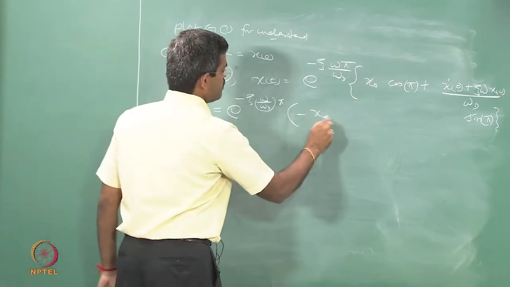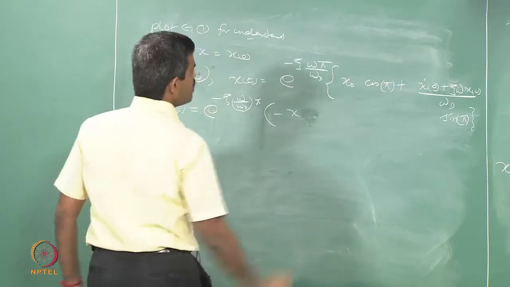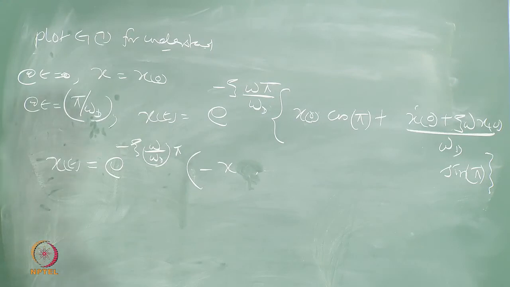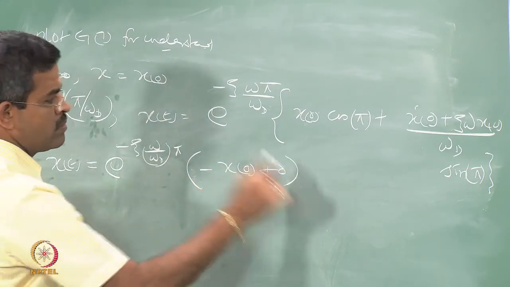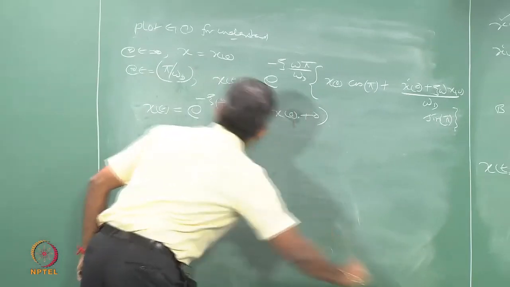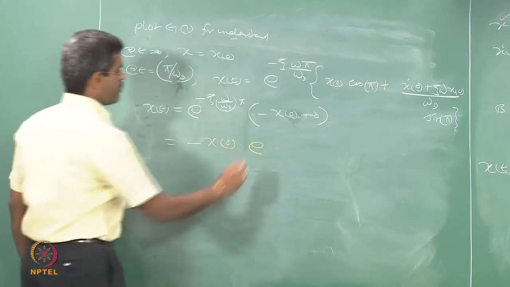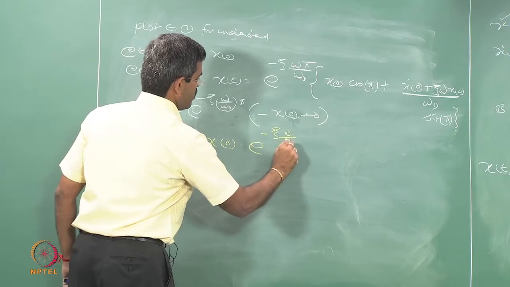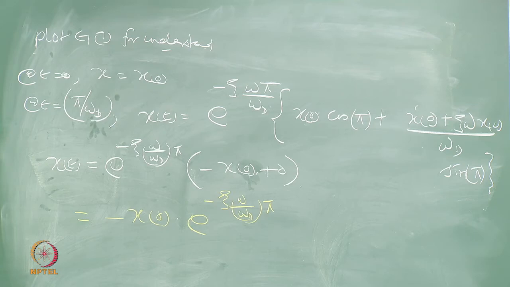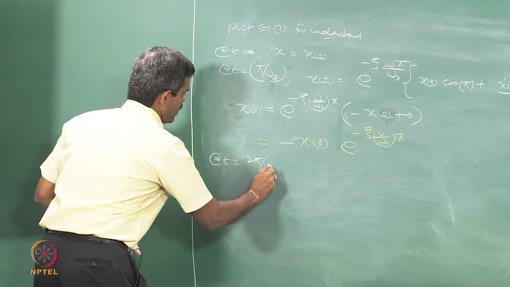Because this will become negative, one can say that this is going to be minus x naught e to the power of minus zeta omega by omega d of pi. So, the next value is at t equal to 2 pi by omega d.